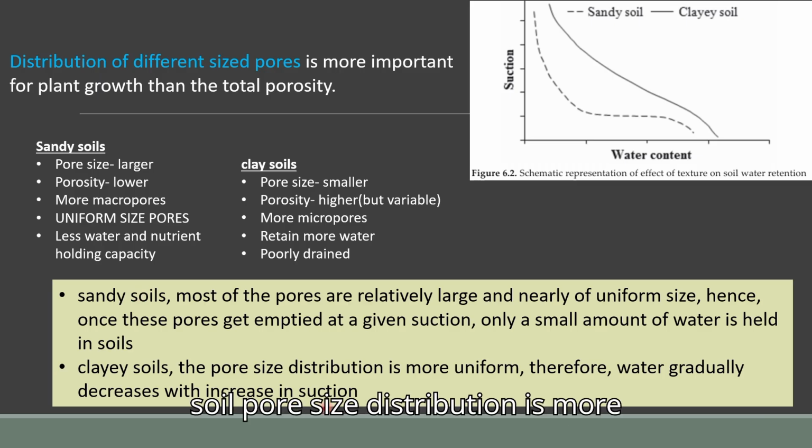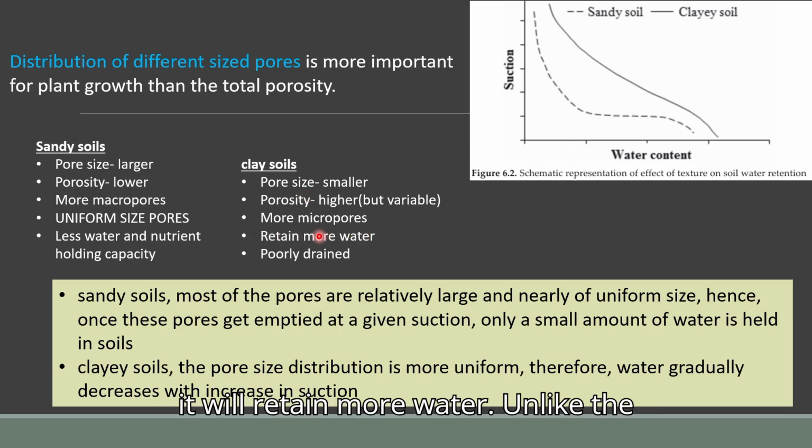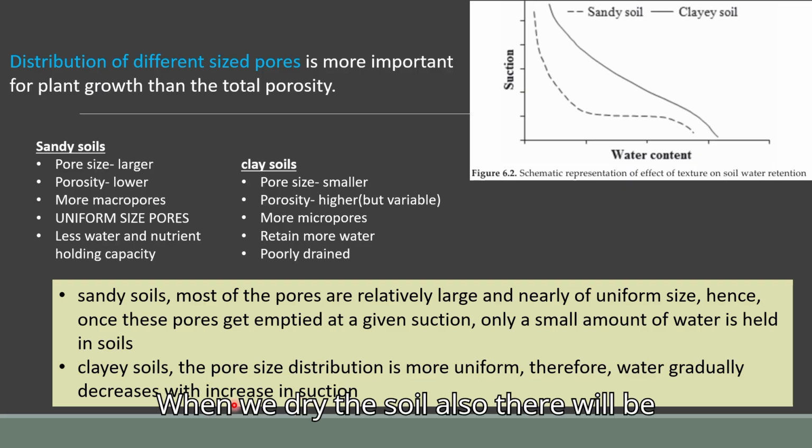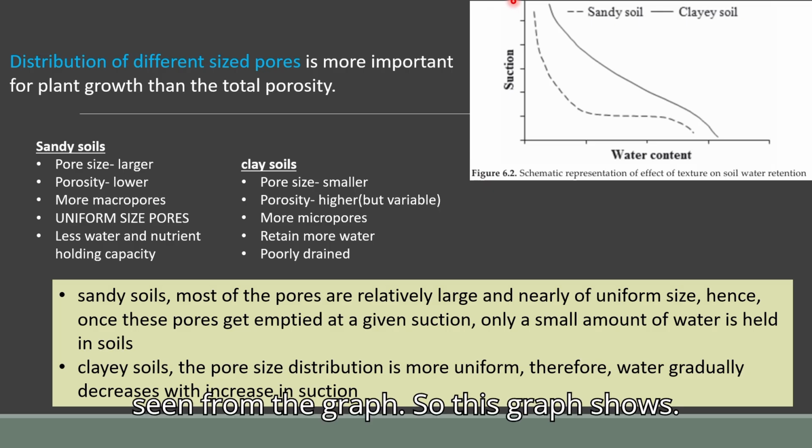While in clay soil, the pore size distribution is more uniform, therefore the water content gradually decreases with increase in suction. Here in clay soil, a uniform distribution of pores is there, so it will retain more water, unlike the sandy soil. When we dry the soil also, there will be a gradual decrease in the water. This is seen from the graph.